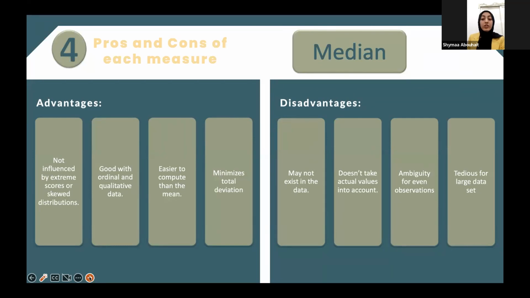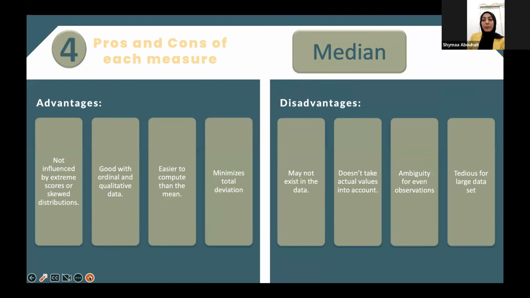The median is easier to compute, and it also minimizes the total deviation, since, as we have mentioned, it is not influenced by skewed distributions, as in if the frequencies were concentrated at a certain range of values. Now, this also means that the median does not take the actual values into account, which could be a disadvantage.